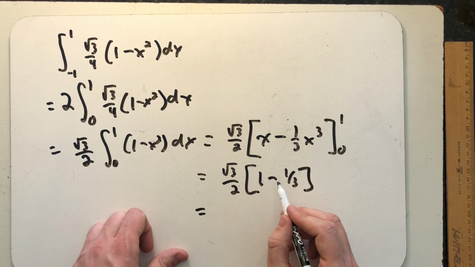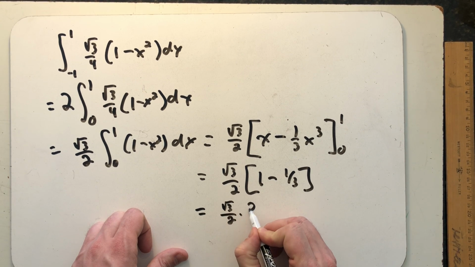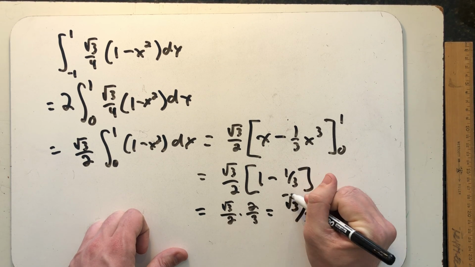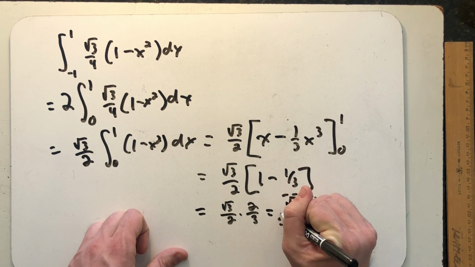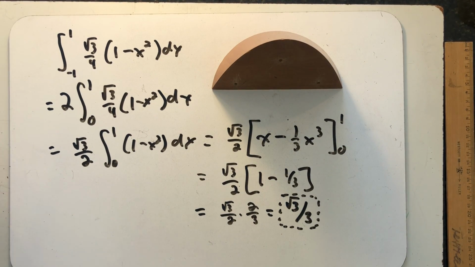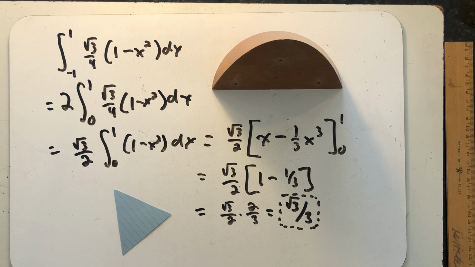Oh, let's see. 1 minus 1/3 is 2/3, so I have root 3 over 2 times 2/3, which is just the square root of 3 over 3. And there is the volume we were looking for of a region that looks something like that, but actually built from equilateral triangles. That's it for now.